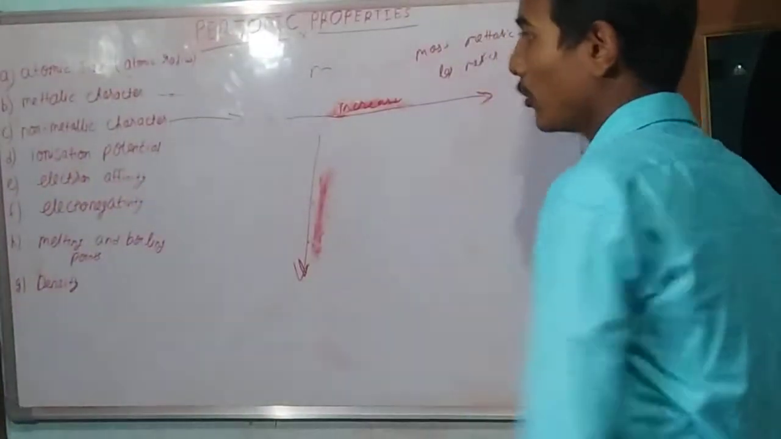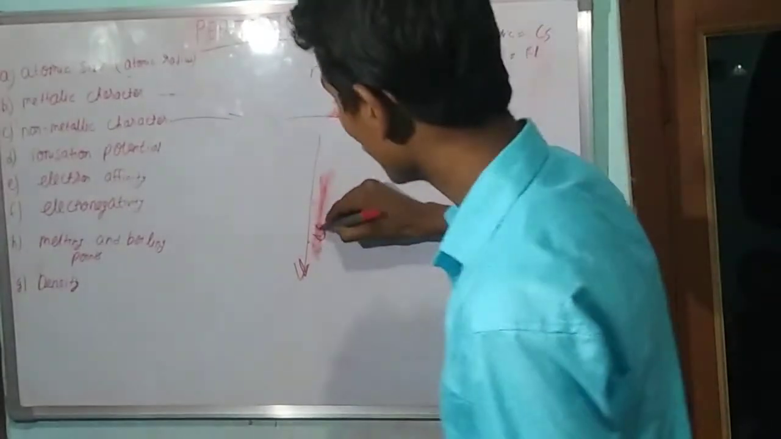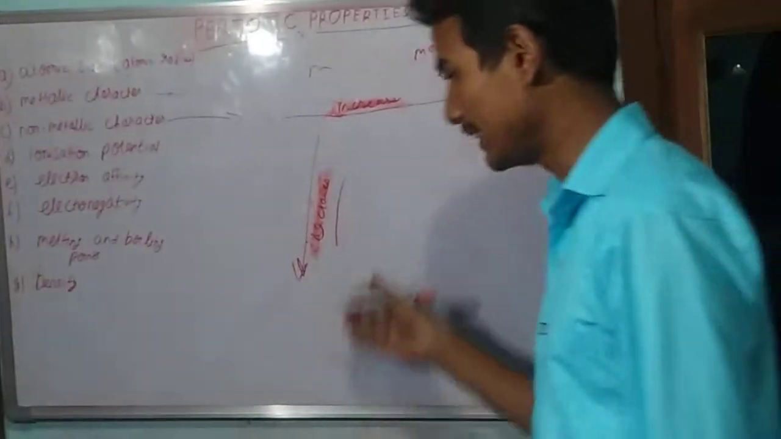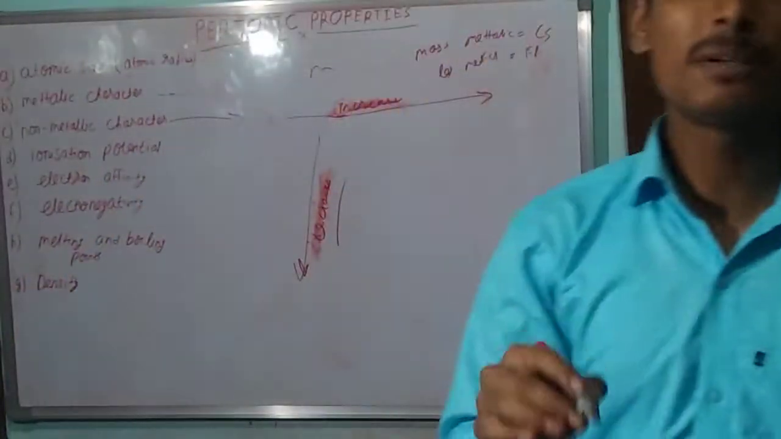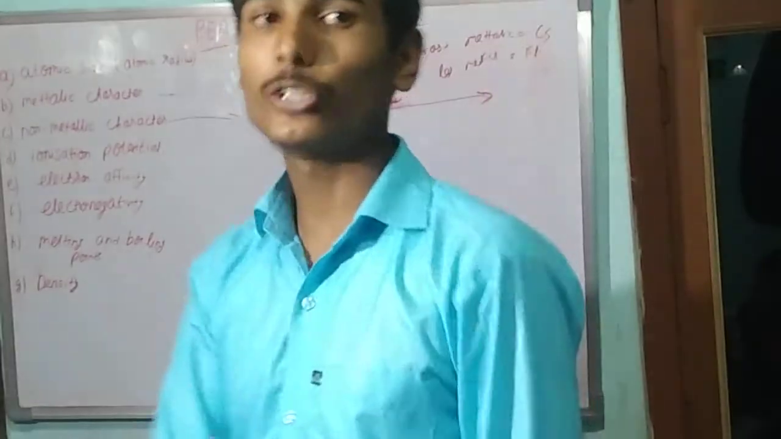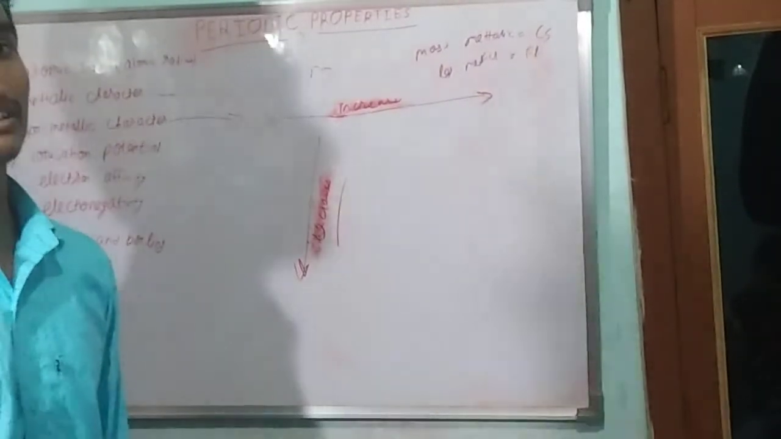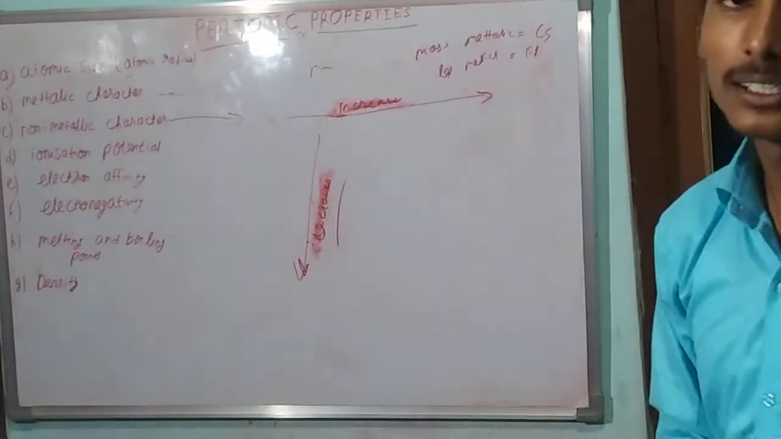Next we will talk about down a group. Down a group, non-metallic character decreases. Why? Because the number of shells increases, so the distance between the nucleus and the outermost shell is more. So the nucleus cannot exert more force on the outermost shell. It can exert force on the penultimate shell, but not more force on the outermost shell. So the non-metallic character decreases down the group.